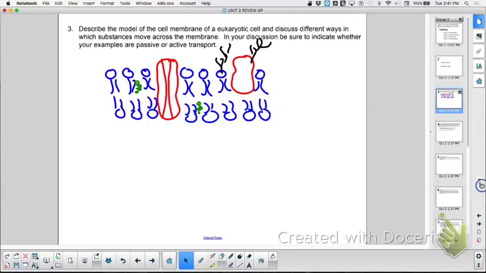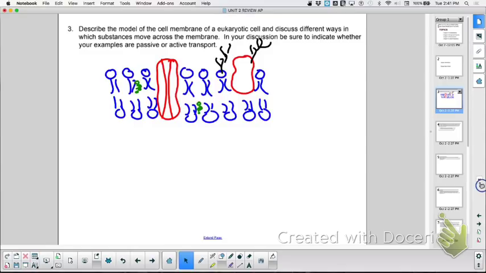And then it says, describe the model of the cell membrane. The model of the cell membrane is a phospholipid model, or a fluid mosaic model is better. Fluid mosaic, because the mosaic part are the proteins, and the fluid part are the phospholipids that are embedded in there.